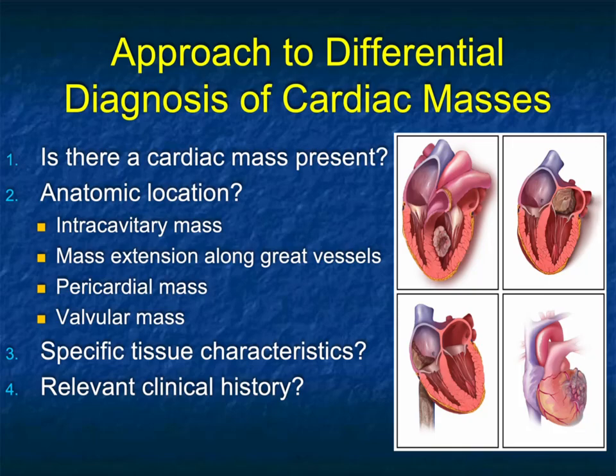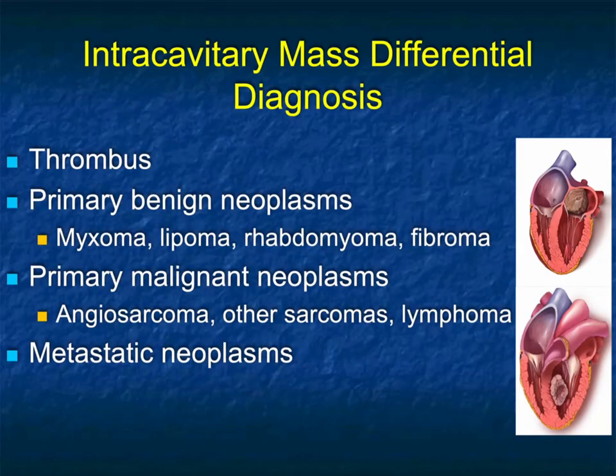Then what about the lesion? What are its tissue characteristics? Is it enhancing or is it not enhancing? Is it calcified? Does it contain fat? And then, of course, relevant clinical history. If you have a patient with lymphoma, then it's a good chance you have lymphomatous involvement of the heart. If it's a patient with melanoma, melanoma will often metastasize to the heart, often by vascular extension. So history indeed is going to be very important.